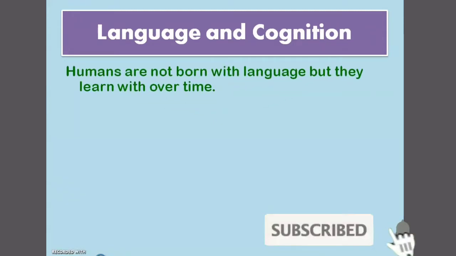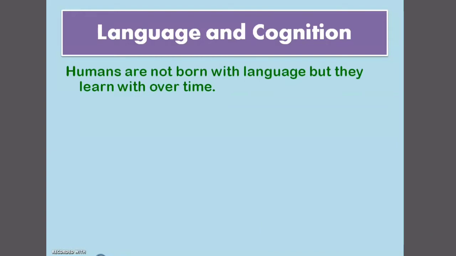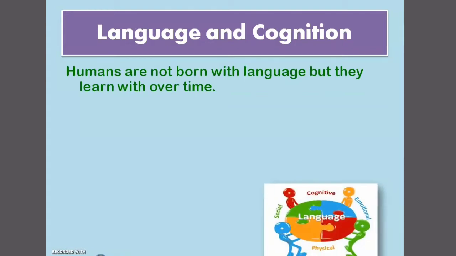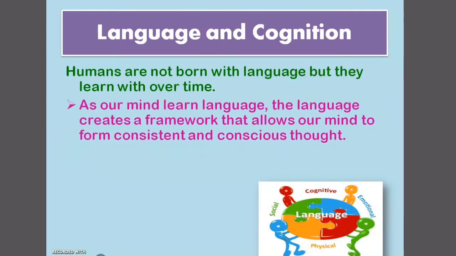Humans are not born with language, but they learn it over time. All humans are born without language. They don't know what to say, what is being said, and how it is pronounced. But they learn over time, based upon their cognitive aspect. As our mind learns language, language creates a framework that allows our mind to form consistent and conscious thoughts. We have consistent and conscious thought, which is based upon language. Language makes a frame for it.